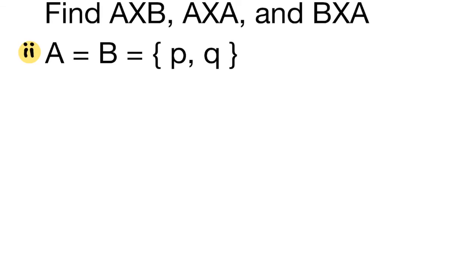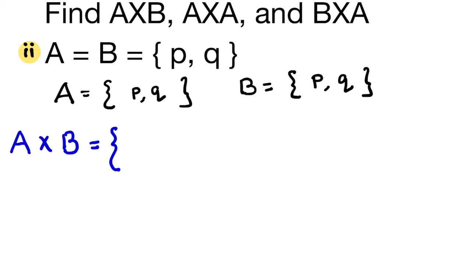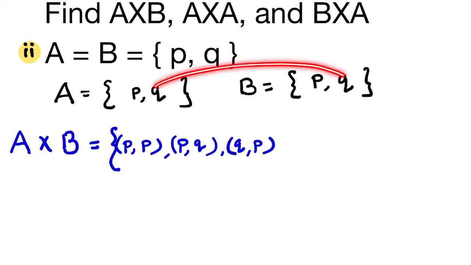Find A cross B, A cross A and B cross A. Elements of set A and set B are P and Q. A cross B is the set of all ordered pairs (P, P), (P, Q), (Q, P), (Q, Q).